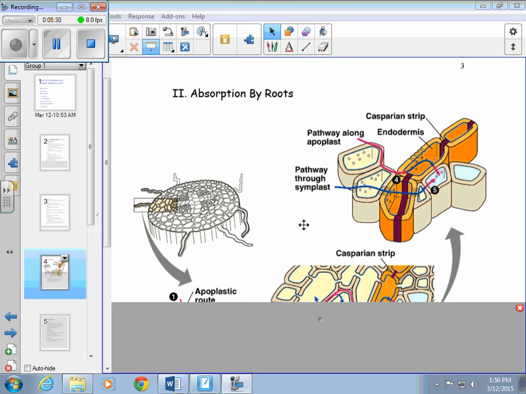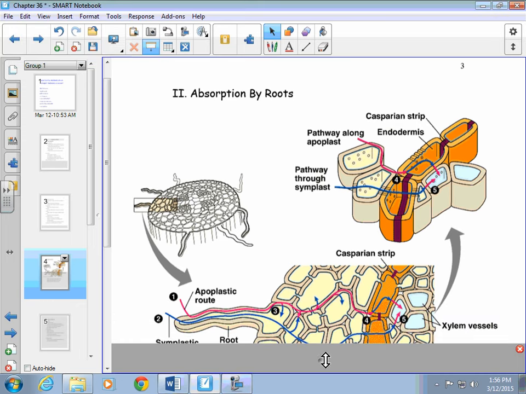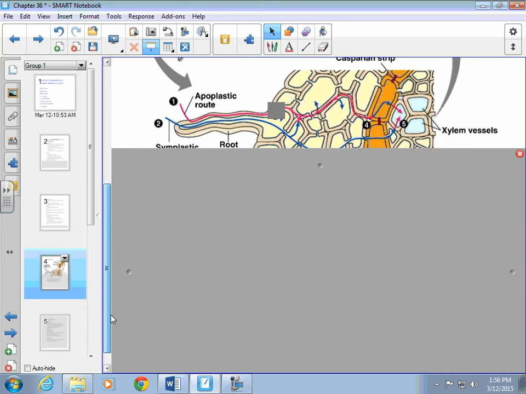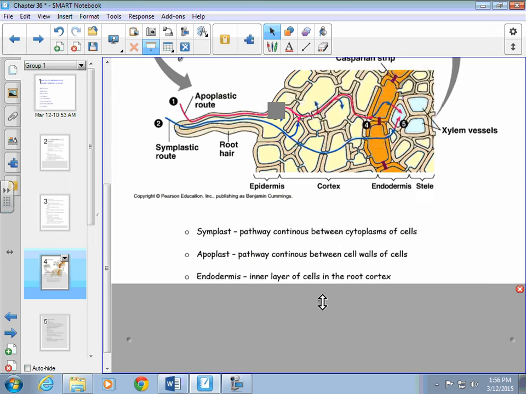The picture that you have on the next page, I'll actually explain that after I get the next few definitions down. You need to know these different pathways, symplast and apoplast. Symplast is a pathway that moves material, water, between the cytoplasms of the cell, and the apoplast pathway moves water between the cell walls of cells.